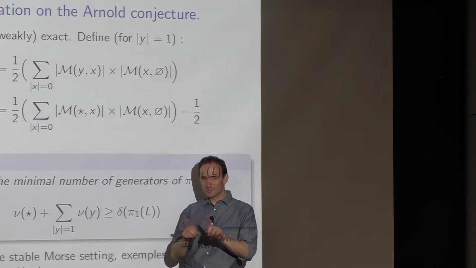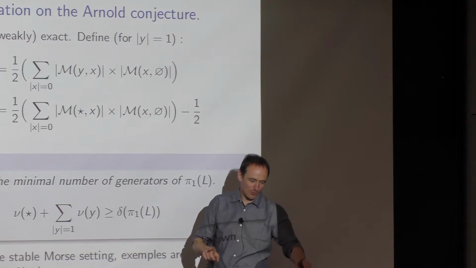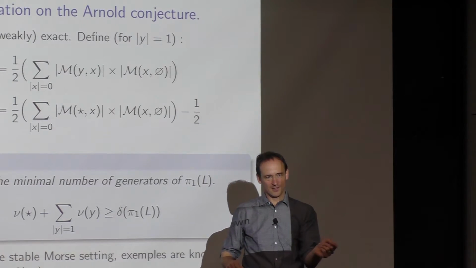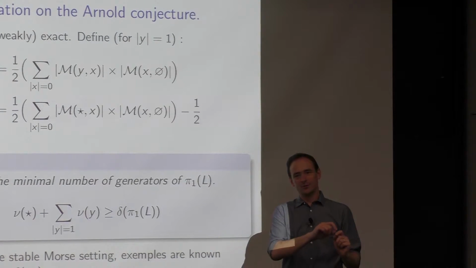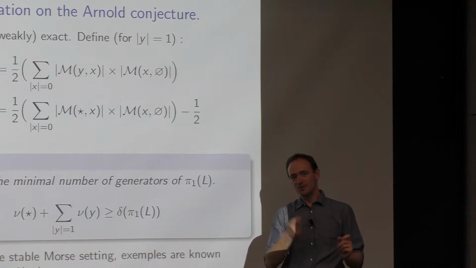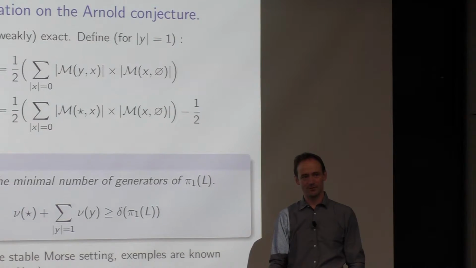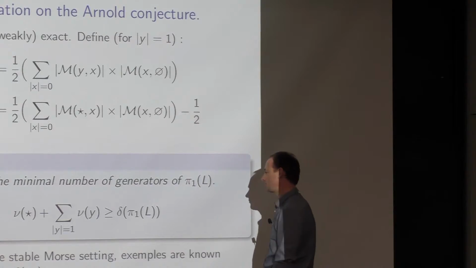So there are two different questions. You can try to count the real intersections, and then it's very difficult to catch the number. But if you allow counting with multiplicity, then you get exactly the number of generators of the fundamental group.